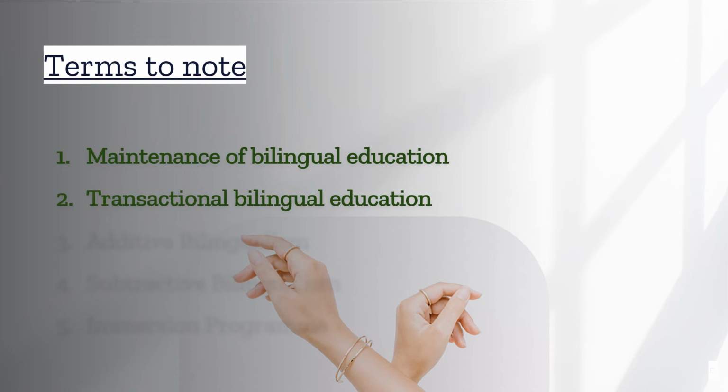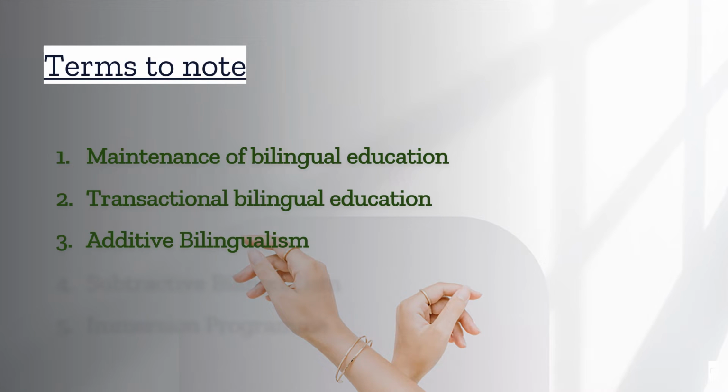The second type is transactional bilingual education. Here, a partial or total use of home language will be there when the child enters the school. But later, the language changes completely to school language. So L1 will change completely to L2. In the first type, both L1 and L2 would be there. At first, only L1 would be there, and it gradually changes to L1 plus L2. Whereas in transactional, L1 will change to L2. That is, home language will change to school language alone.